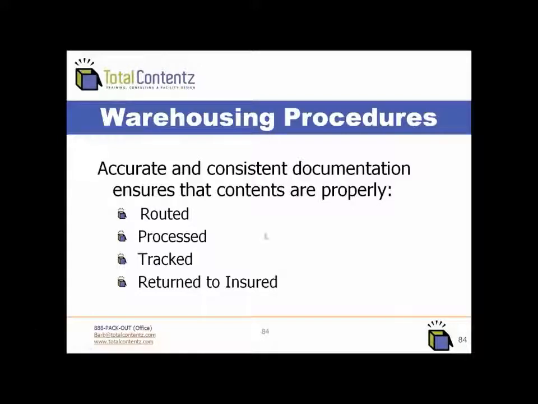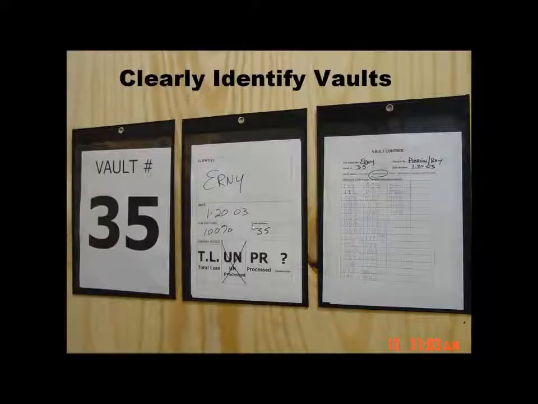And then as far as our warehousing procedures, DPI is going to provide the documentation for those. And here's an example. We're going to have our vault number clearly identifiable. And then we've got 2 vault control sheets. The first one lists the job name, the date that the vault was filled. The percentage of the vault that's used is 100%.